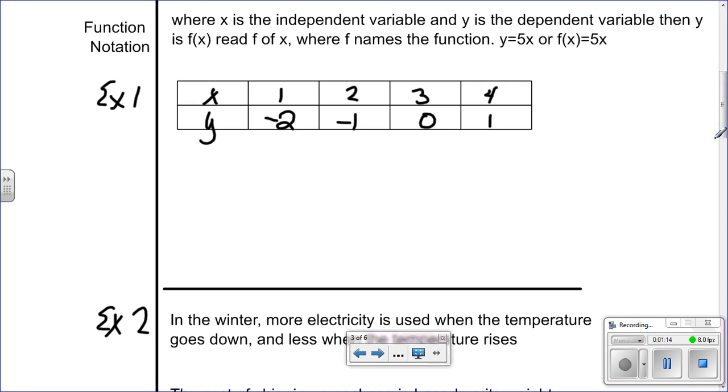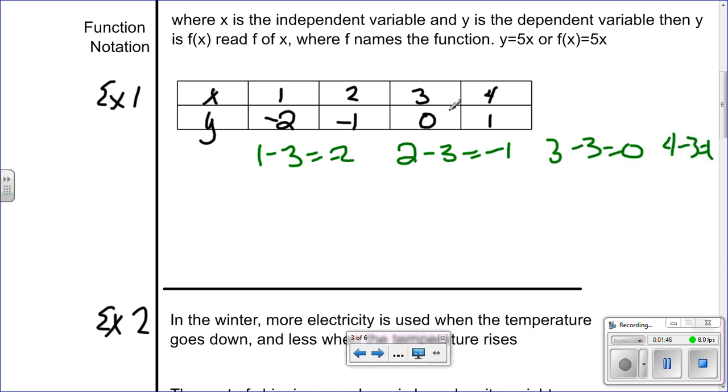In Example 1, using a table to write an equation, determine a relationship between the x and y values and write an equation. So what's happening? I could multiply by -2 and get -2, but if I multiply by -2 here, I don't get -1. I would get -4, so that doesn't work. 1 to -2, I could take 1 and subtract 3 and get -2. See if it works. If I take 2 minus 3, I get -1, so that works. 3 minus 3 equals 0. 4 minus 3 equals 1, so that works.